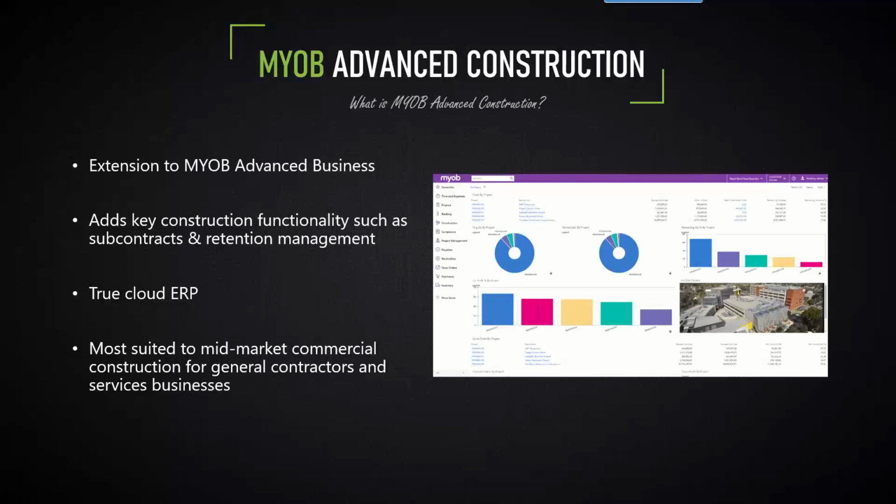The Advanced Construction product was launched in 2020, and it complements the functionality of the MYOB Advanced Business ERP platform. It was built from the ground up for the cloud, full 100% cloud-based, so you can access your data anytime, anywhere, and on any device. It's suited to general contractors and services businesses, and the features that get introduced with Construction Edition are features around subcontracts, retention management, and security of payments compliance. And we continue to build that out.